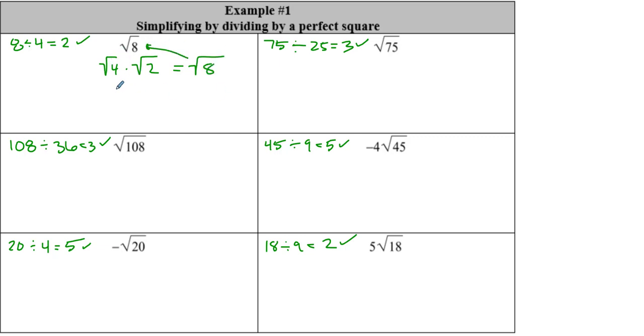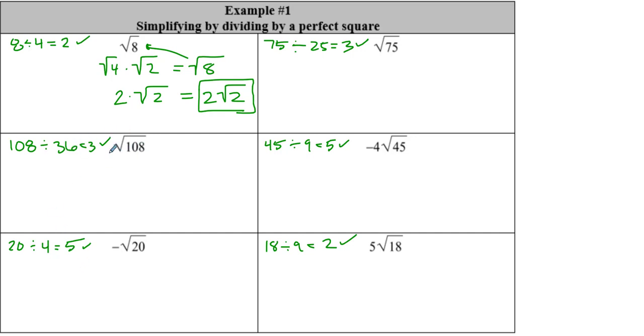But now we want to actually simplify. What is the square root of 4? That is going to be 2. And then we have the radical 2. So 2 times radical 2 gives me 2 radical 2. All right, fairly simple, right? So let's do this one.